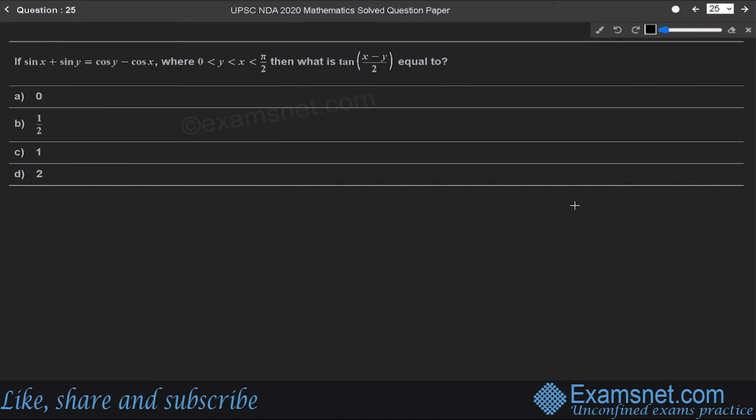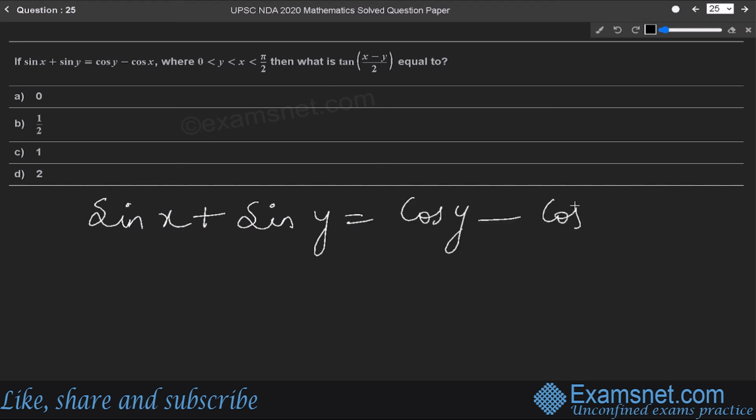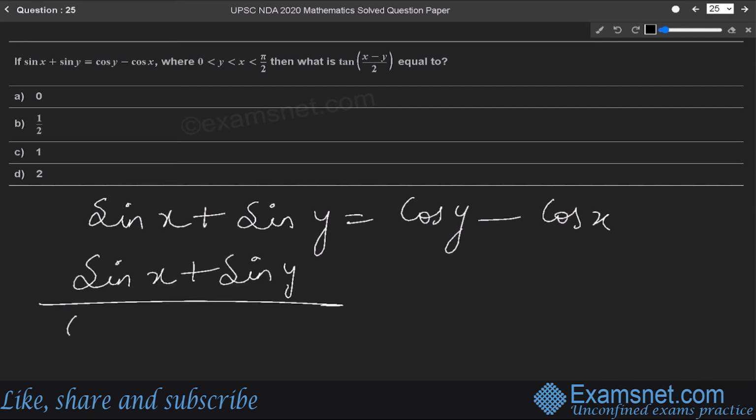Next question is, if sin x plus sin y is equals to cos y minus cos x, where x and y lies between 0 and pi by 2, then what is the value of tan x minus y by 2? So first let us write what is given in the question. Sin x plus sin y is equals to cos y minus cos x. It is given. So it can be written as sin x plus sin y upon cos y minus cos x is equals to 1.